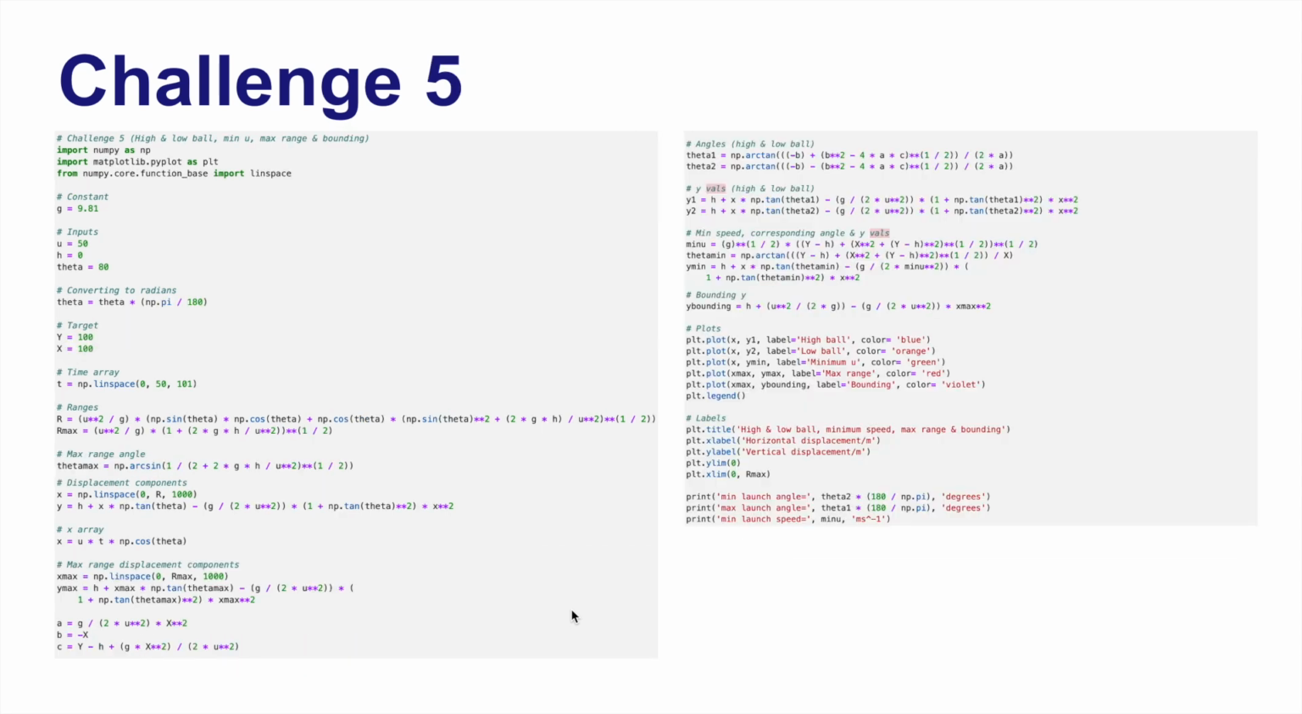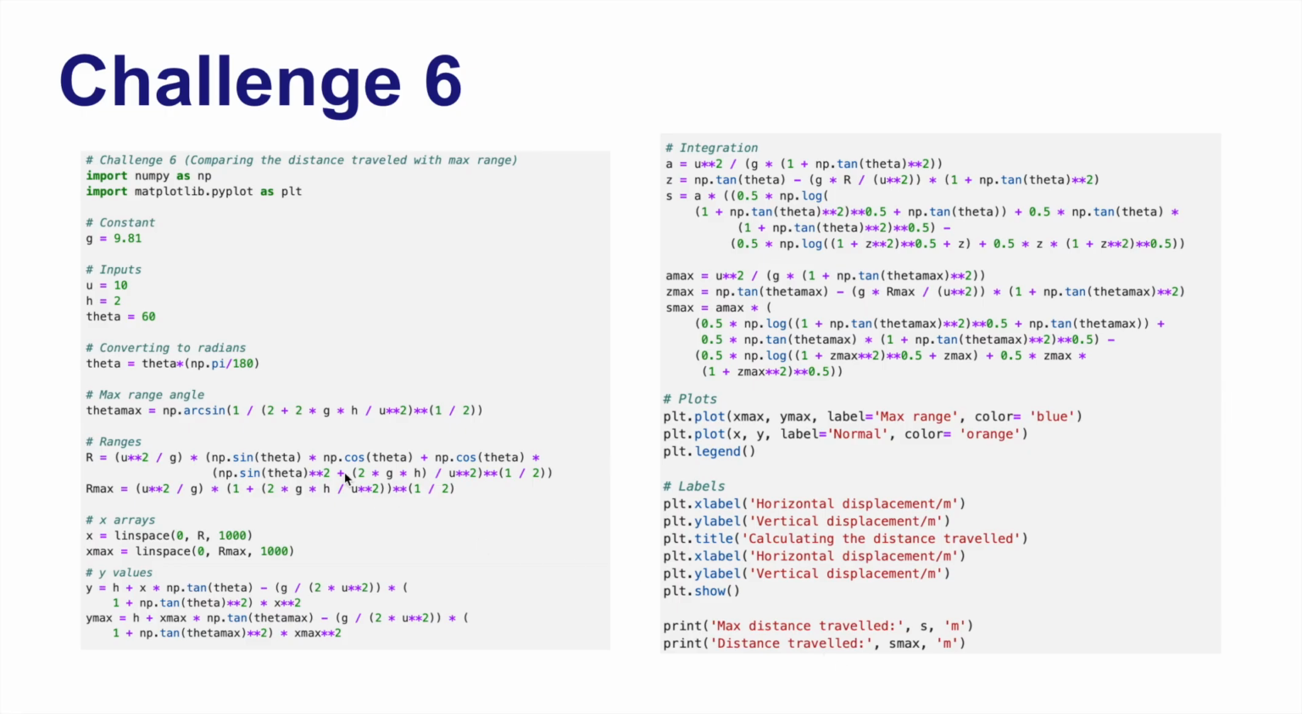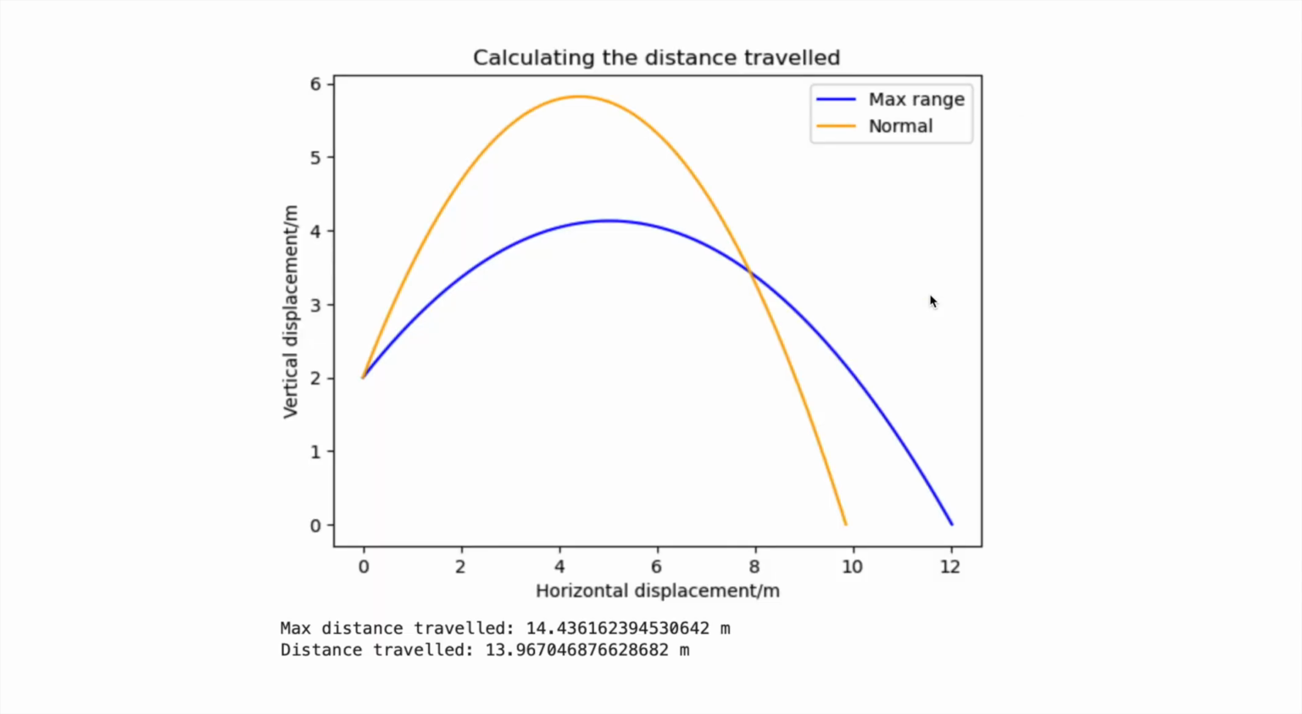By plotting the high ball, low ball, minimum U and max range trajectories with the bounding parabola, we see the area in which the input target can be reached given the launch velocity and height inputs. This is a continuation of challenge 4, where we use integration to calculate the distance travelled by a projectile with input trajectory and one which maximizes horizontal range.